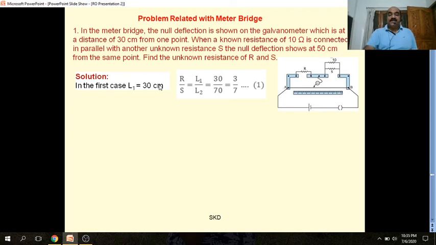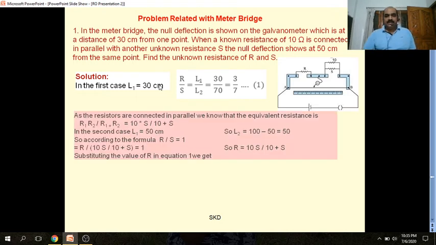Now the second case is given: 10 ohm in parallel with S. So when 10 ohm is connected parallel to S, the equivalent resistance in this right gap will be, as we know, for parallel connection, R1 R2 upon R1 plus R2. So it will be 10 into S upon 10 plus S, as you see here. So in the second case, according to the formula, R by S is what?